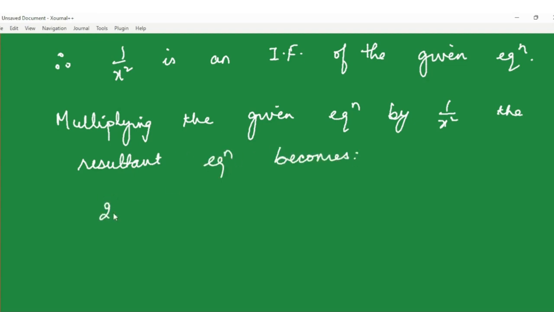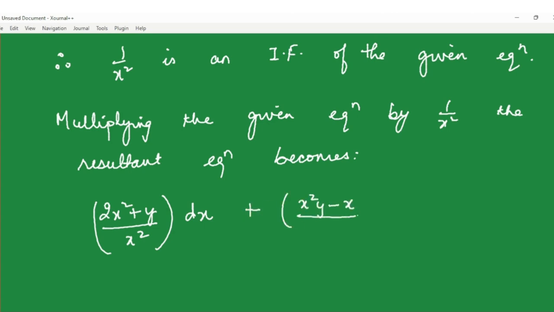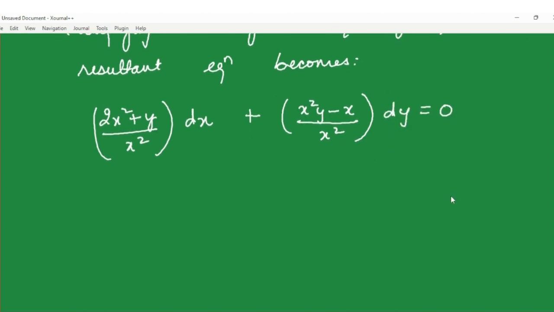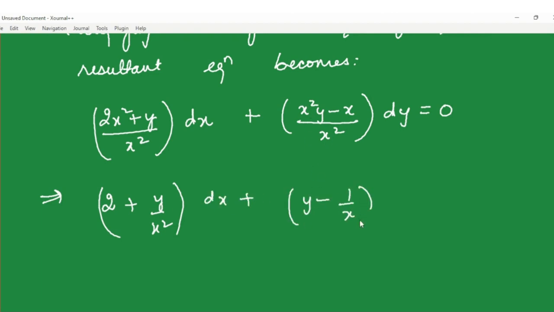this. The equation was 2x square plus y, so you are multiplying by 1 by x square, so that's your new M dx, plus N was x square y minus x, and you're multiplying by 1 by x square, so x square appears here. So this is the new equation that you get. Now simplifying it a little bit, you can see it's 2x square by x square is 2 plus y by x square dx, plus similarly x square cancels here and you're left with this. And for your own satisfaction, you can verify that this new equation is an exact differential equation.